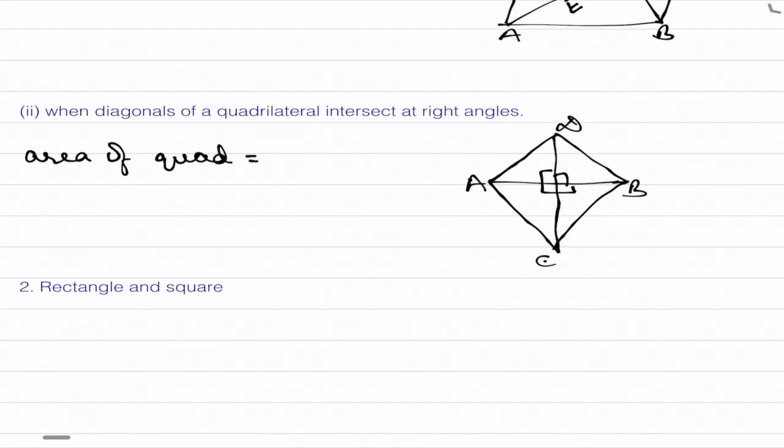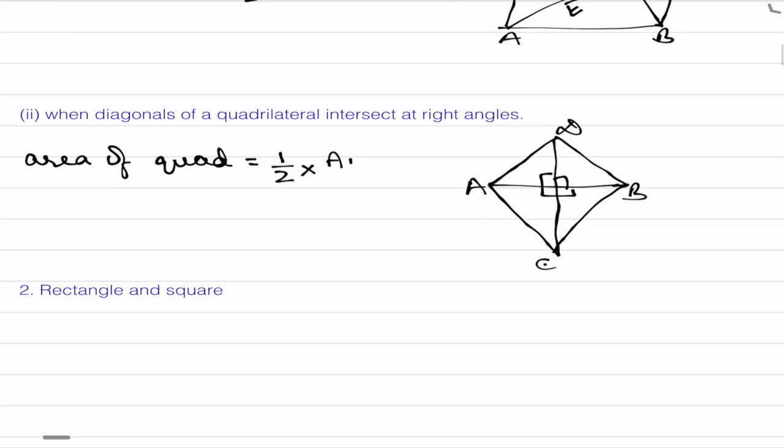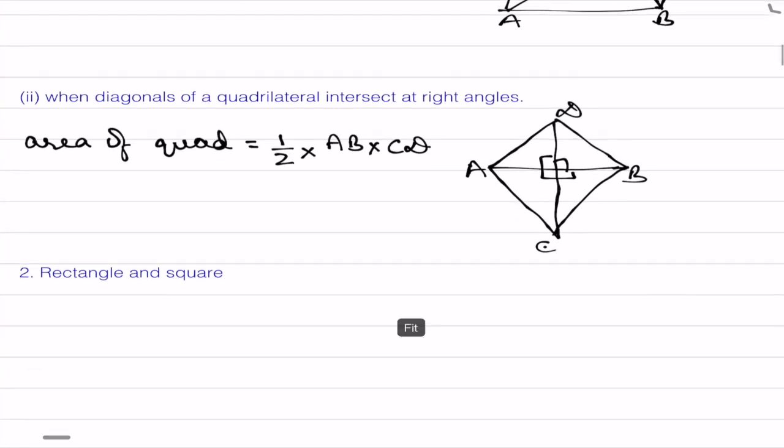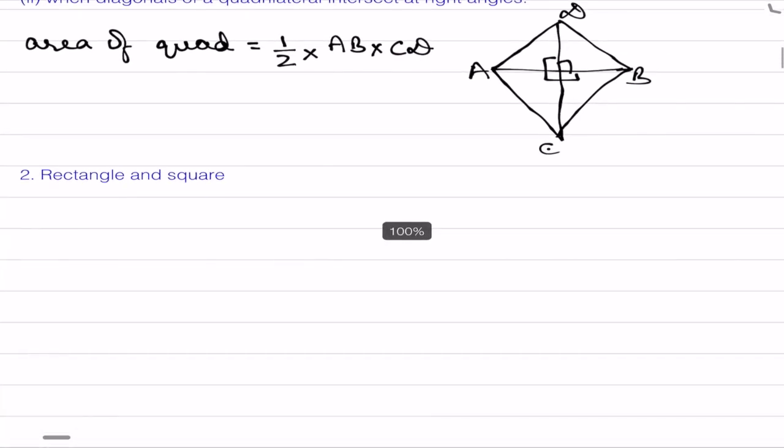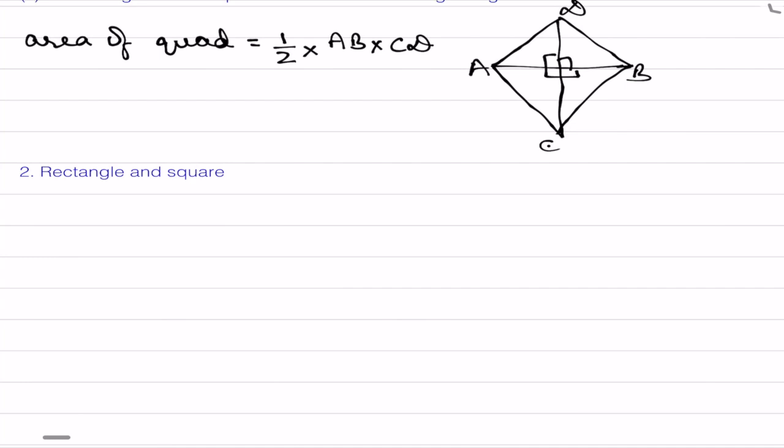So now the formula is, this is ABCD. So then the area of this quadrilateral is half into the product of the diagonals. So what are the diagonals? AC into BD. And the same formula we can use for the area of the rhombus, square, rectangle, all these are quadrilaterals.